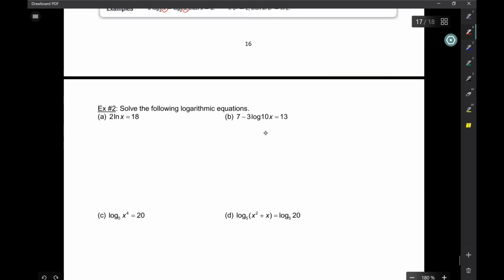Now, let's take a look at this. So here I have 2 ln of x equals 8. First, I'm going to divide by 2. So ln of x equals 4. Okay, now what?